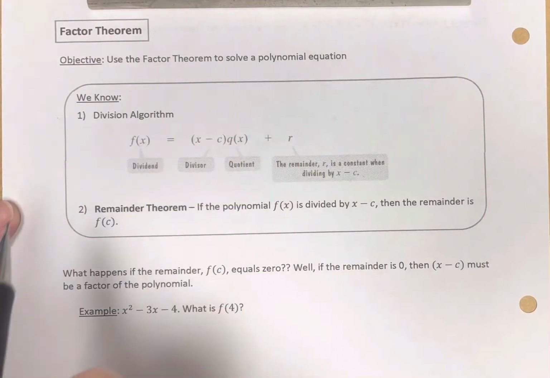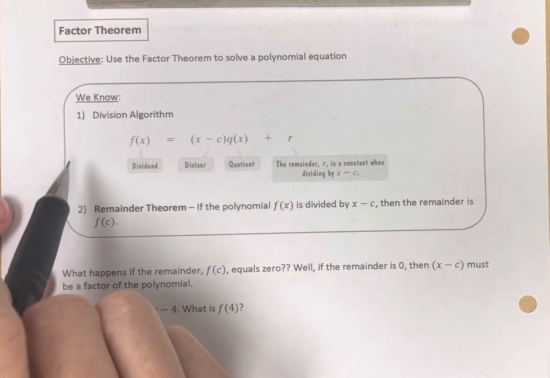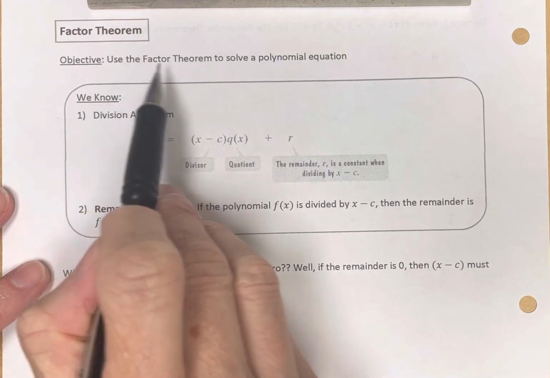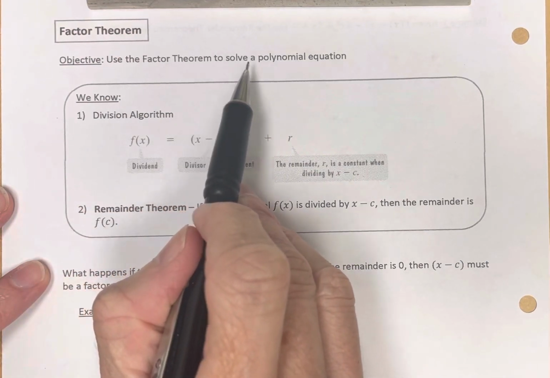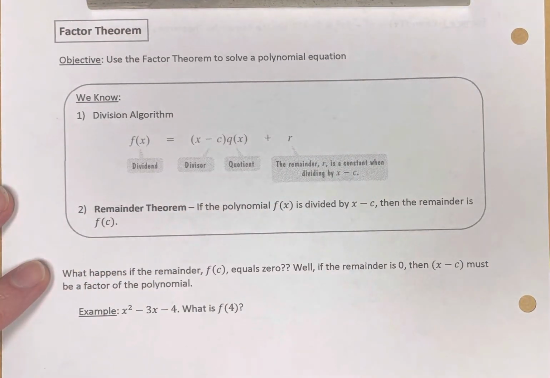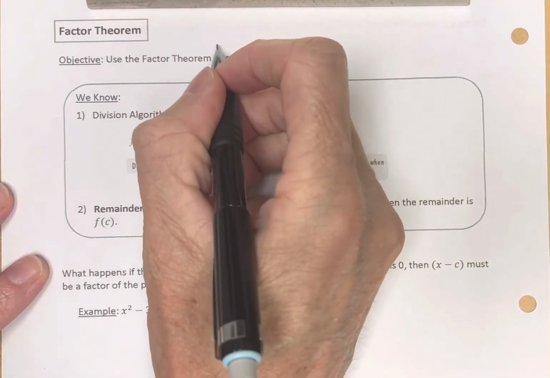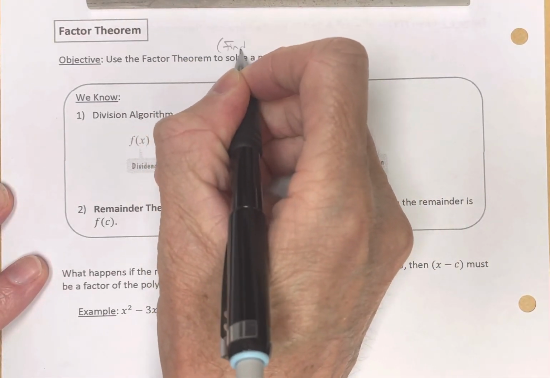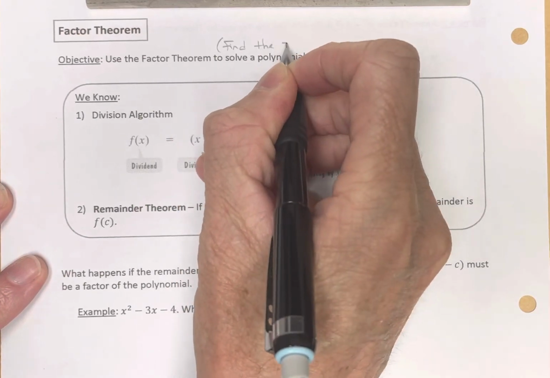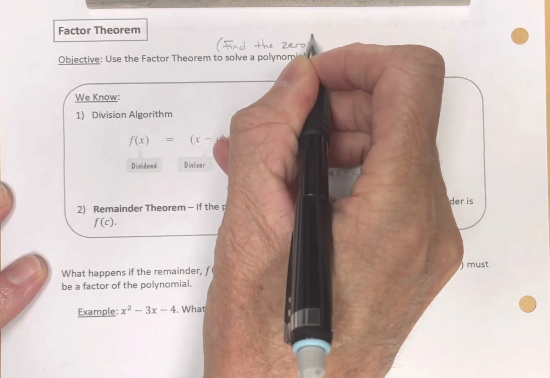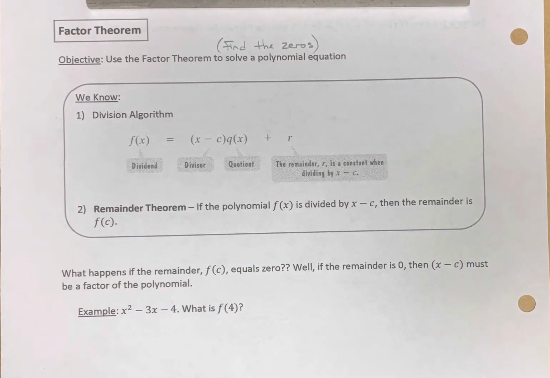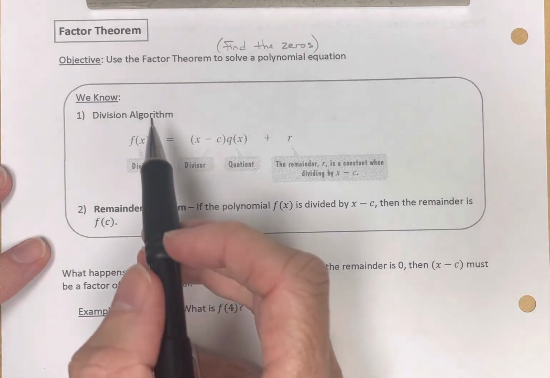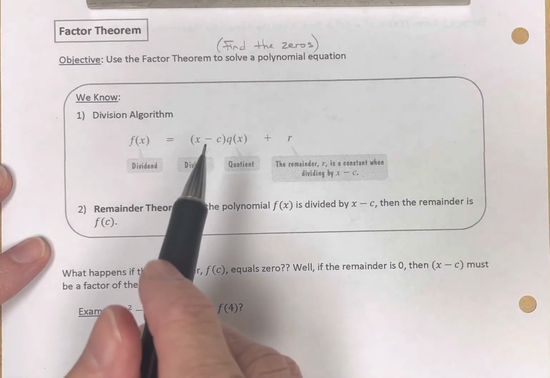The factor theorem. Our objective here, let's use the factor theorem to solve a polynomial equation. In essence, solving means find the zeros. Okay, find the zeros of a polynomial equation. So what do we know coming in that we want to remember?